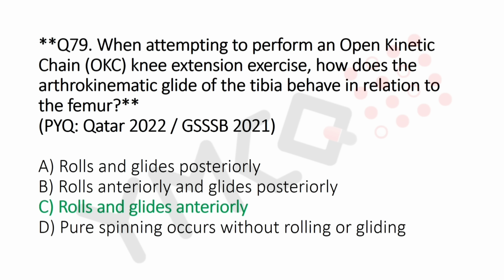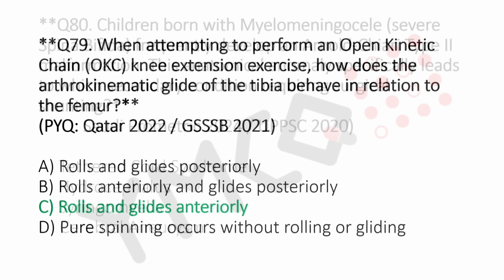The top of the tibia is concave. Based on the concave-convex rule, when a concave surface moves on a fixed convex surface, the roll and the glide happen in the exact same direction. So, moving the leg forward means it rolls and glides anteriorly. Okay. Now let's move to question number 80.